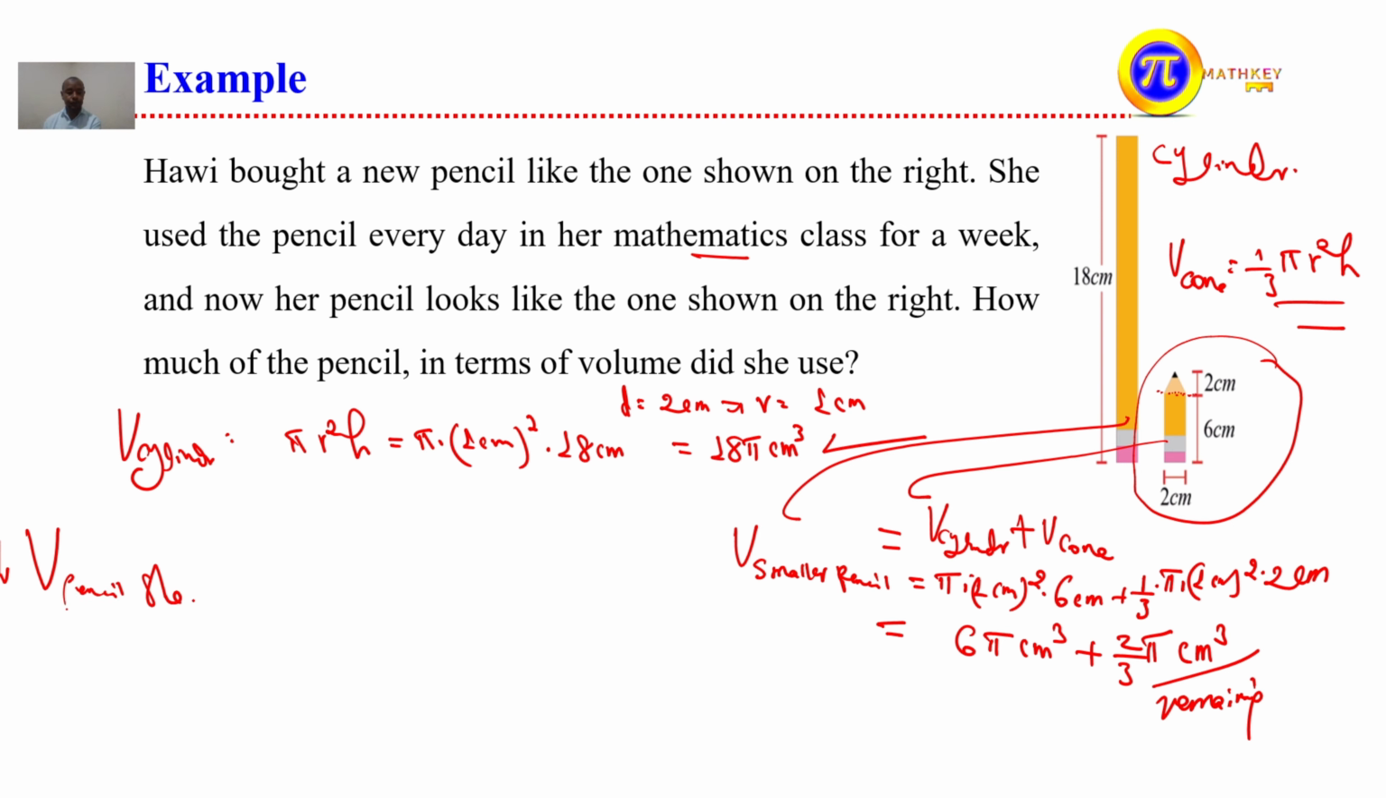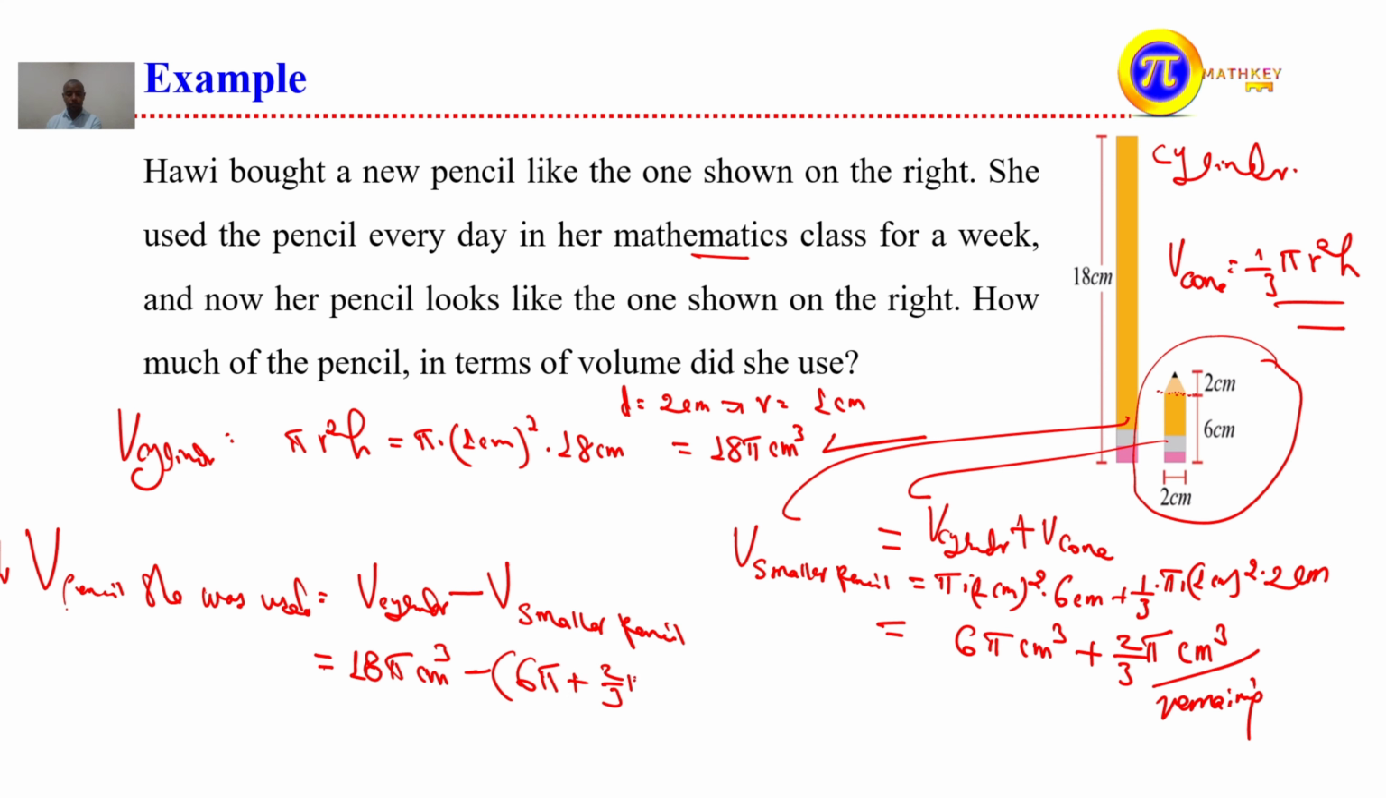she used is equivalent to what? Volume of the cylinder, the original pencil, minus what? Volume of what? The smaller remaining pencil. So the volume of the new one is what? That is 18 pi cubic centimeter minus what? This is minus of 6 pi plus 2/3 pi cubic centimeter. Here one.